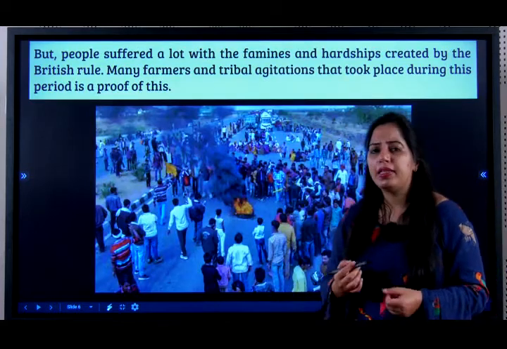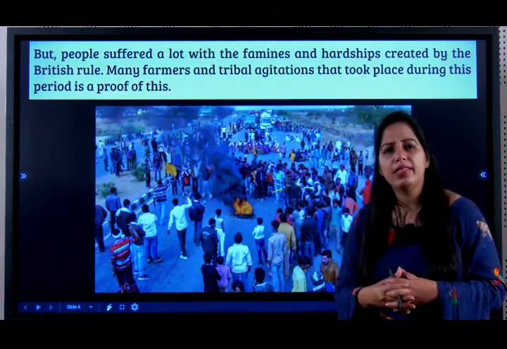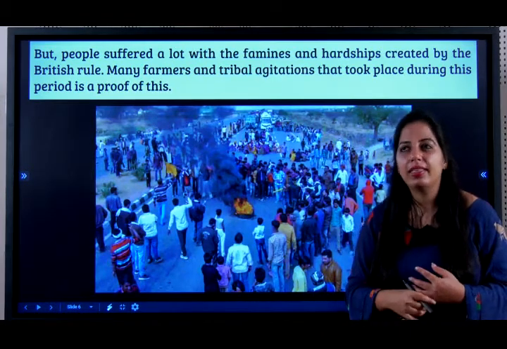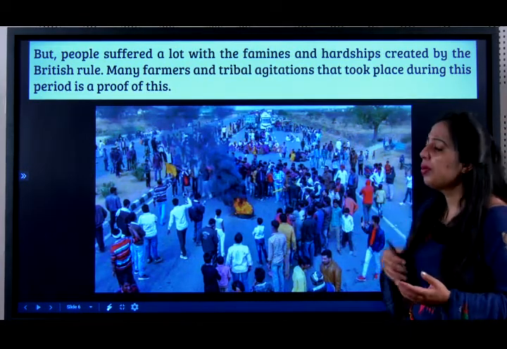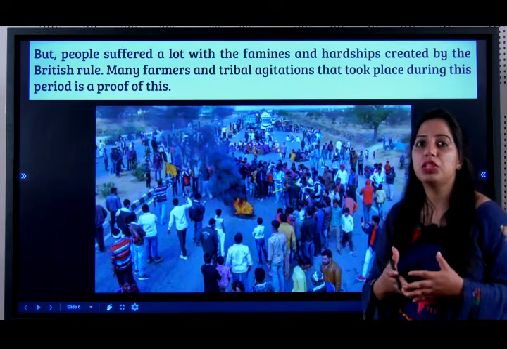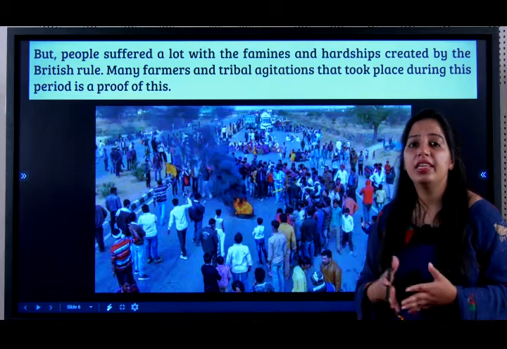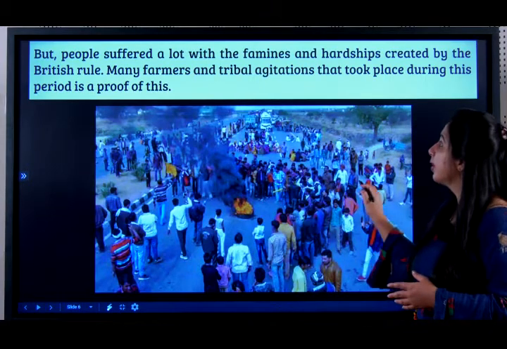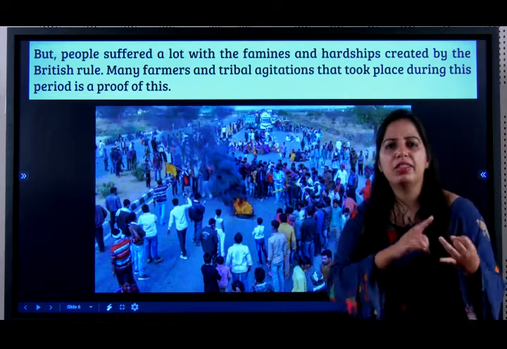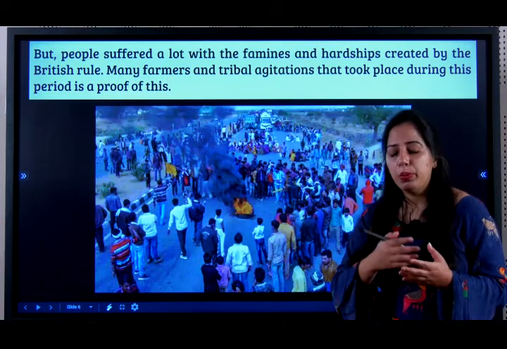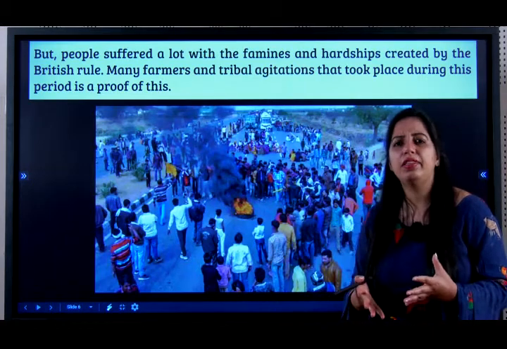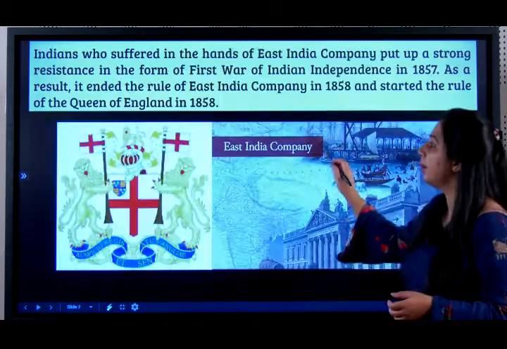But the people were suffering. Why were they suffering? There was a famine, one of the greatest famines that hit India. There were a lot of hardships for farmers created by the British rule because of extensive tax demands. So there were a lot of agitations by these farmers and by the tribals in the forest. The agitations are proof that people are not happy with the British rule.